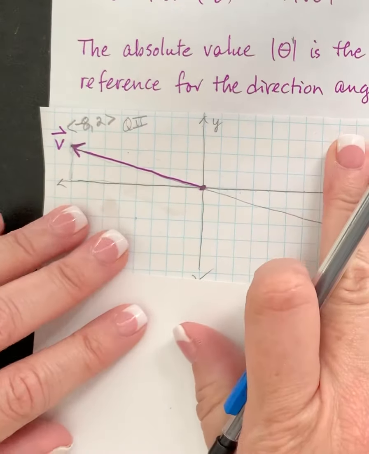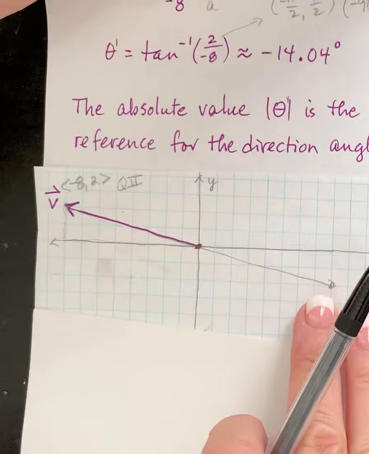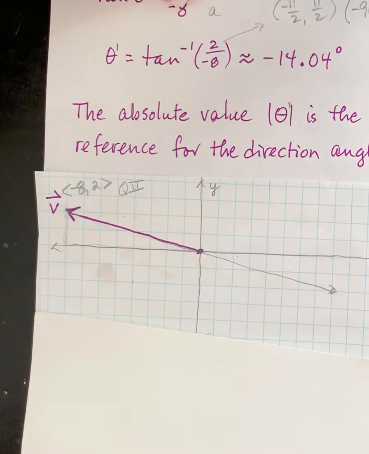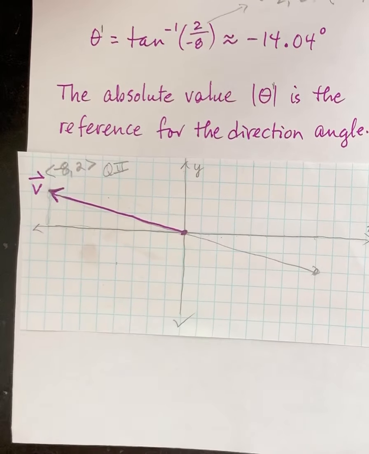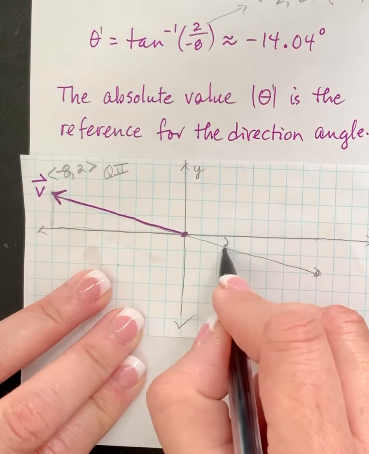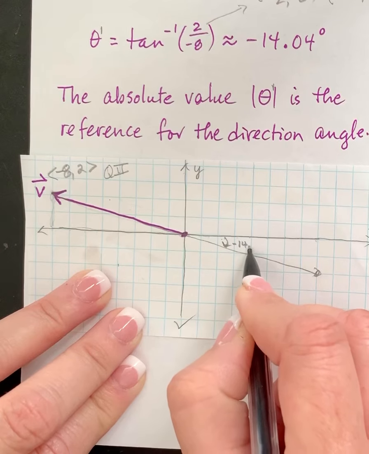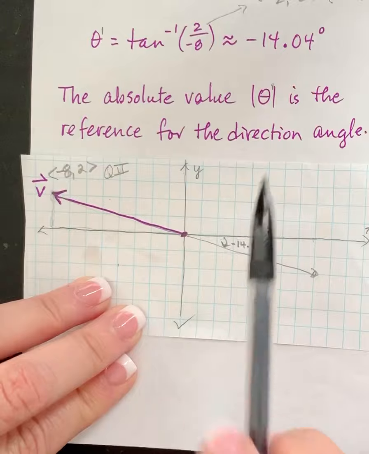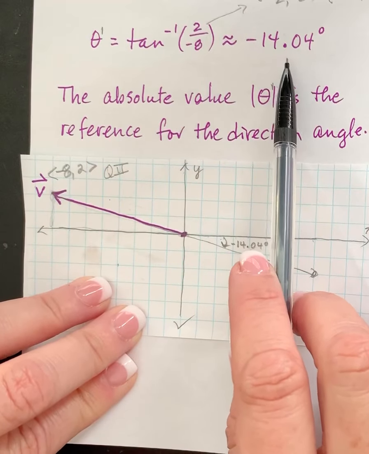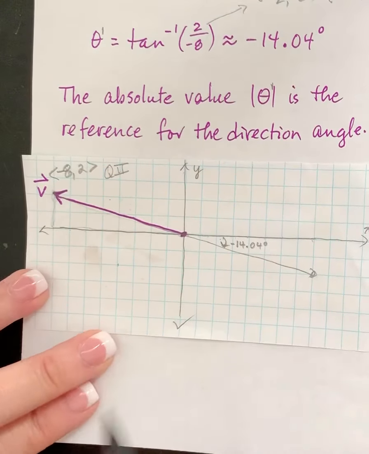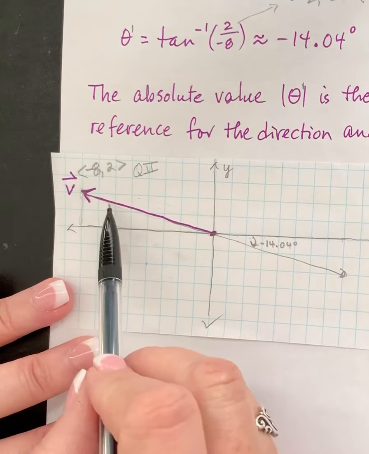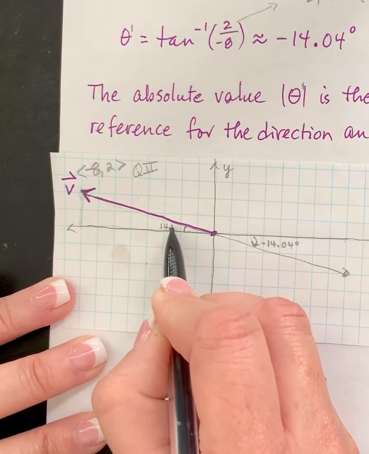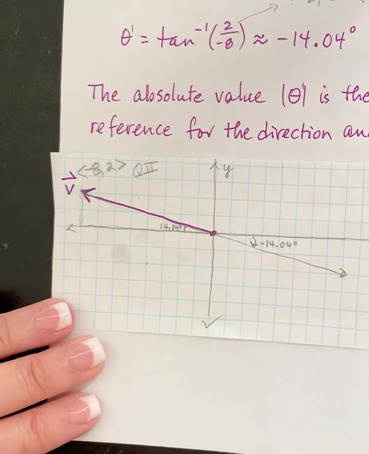And then if you look at what the calculator gave us, it said -14 degrees. That's not in here at all. Basically, -14 degrees is here. Okay, so using the absolute value of that, we're talking about +14 degrees. That's going to be our reference angle for the one we're really trying to find. So this angle here is 14 degrees, or 14.04 to 2 decimal places.